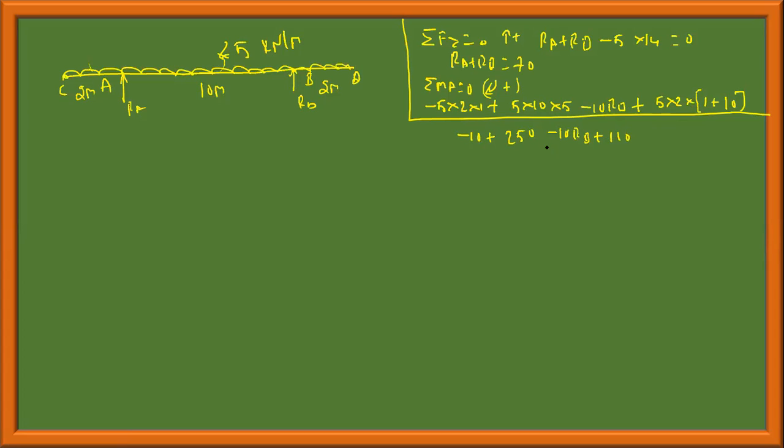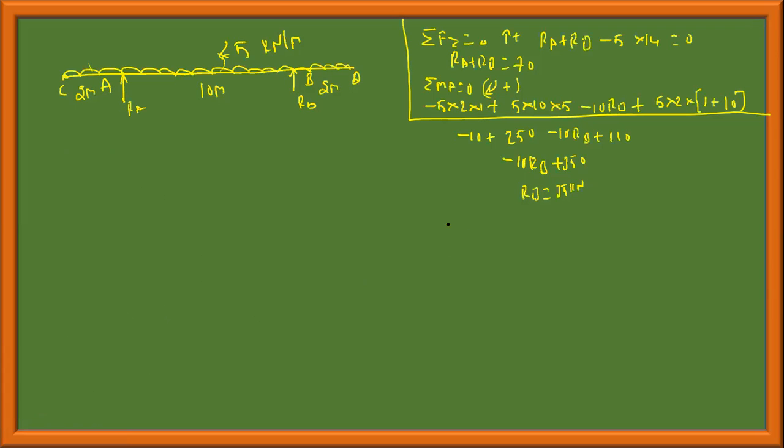Okay, 250 plus 110 is 360, 360 minus 10, 350. Minus 10 RB plus 350, so RB is equal to 35 kilonewton. Okay, so let me replicate this figure once again. Before that, RB is equal to 35 kilonewton.